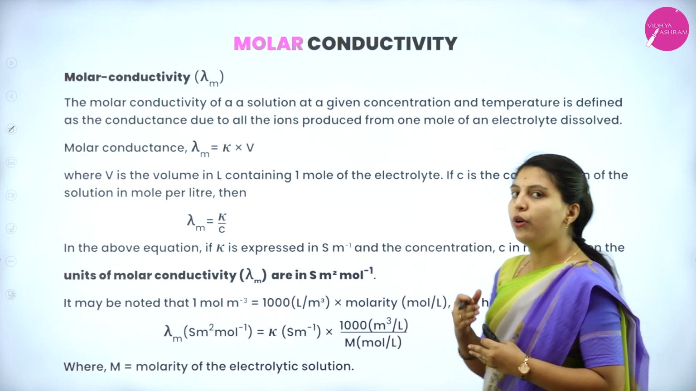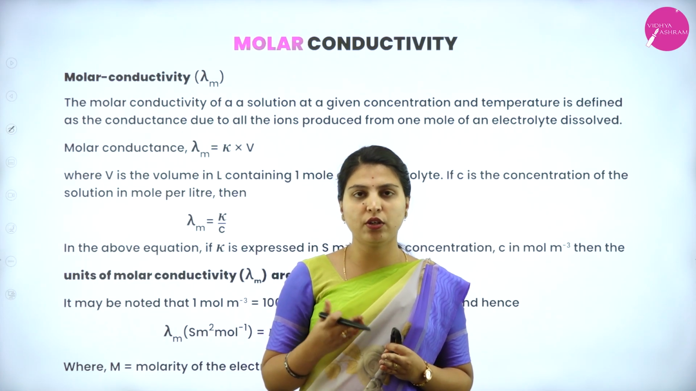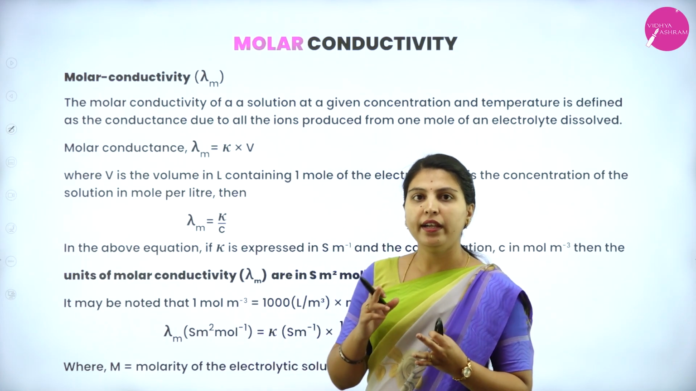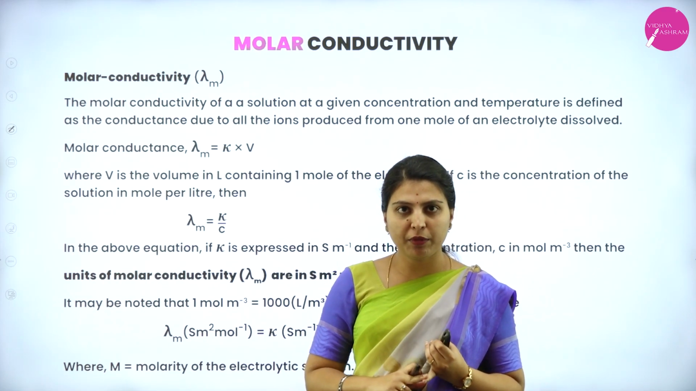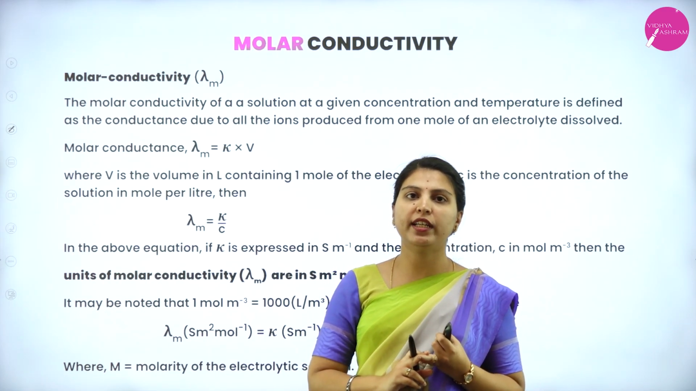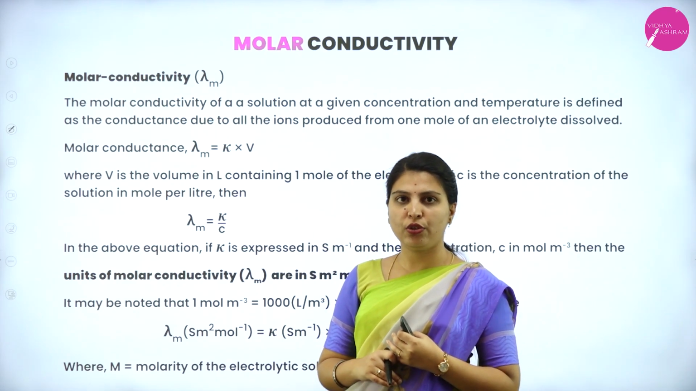Okay. Now, you know the theoretical version of determination of cell constant or conductance, and by the experimental way also we have seen step 1, determination of cell constant, step 2, determination of the conductivity of electrolytic solution.